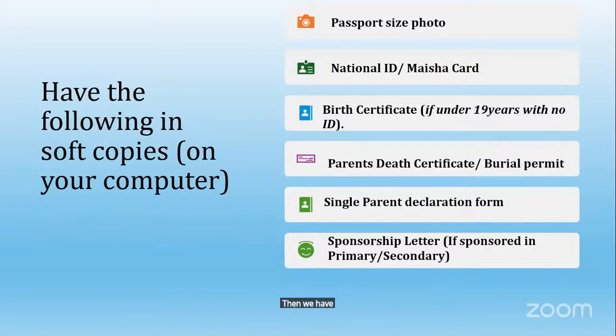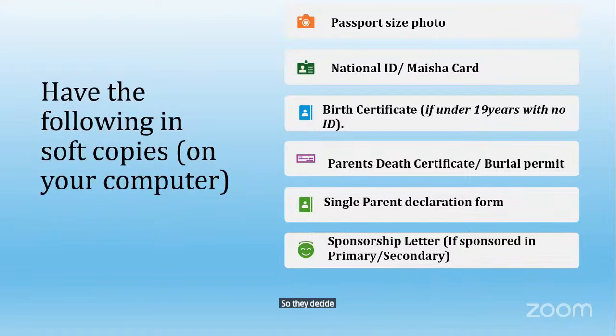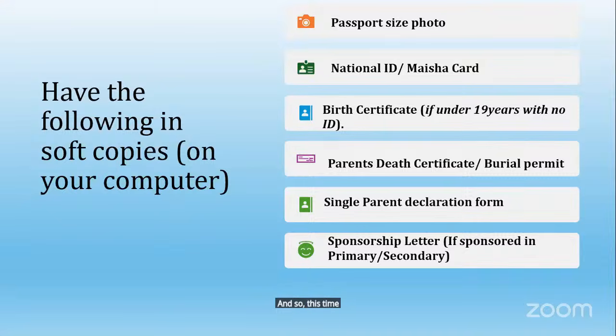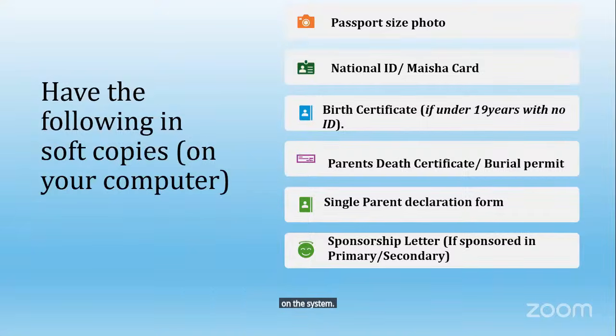Then we have students who have decided, they feel like they know the system because it has happened before for someone else. So they decide to kill one parent. And once they have killed one parent, they hope they will get a lot of money. And so this time we decided to have a single parents declaration form. So this single parent declaration form, you will get it from the system. Okay, you will download it, have it signed, then stamped, and then you scan it back and upload it on the system.